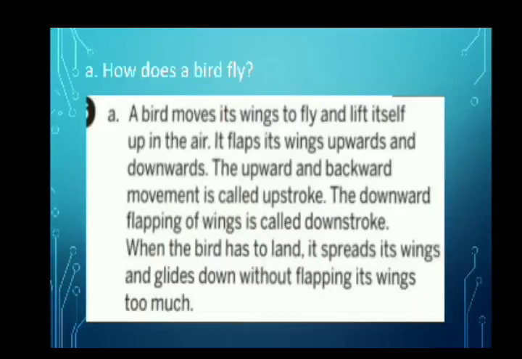It flaps its wings upwards and downwards. The upward and backward movement is called upstroke. The downward flapping of wings is called downstroke. When the bird has to land, it spreads its wings and glides down without flapping its wings too much.